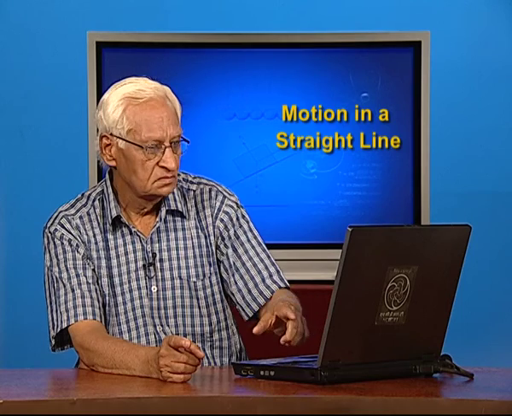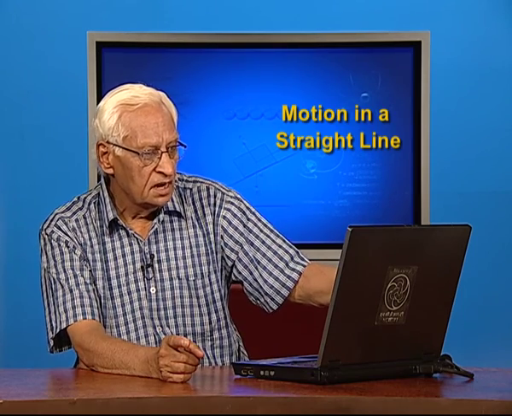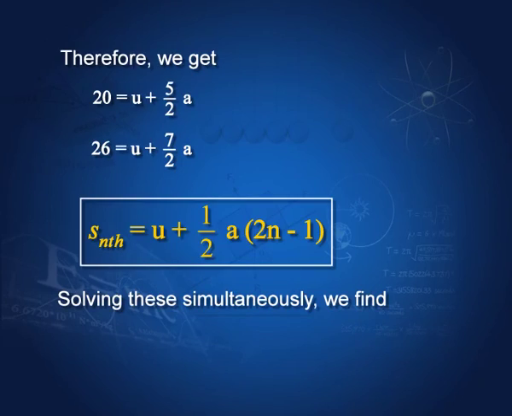In this case, we have got 20 meters equal to u plus 5 by 2 a and 26 meters equal to u plus 7 by 2 a. Solve these equations and we get a equal to 6 meters per second square and u equal to 5 meters per second. But this formula is important: the distance covered in the nth second is u plus half a into 2n minus 1.